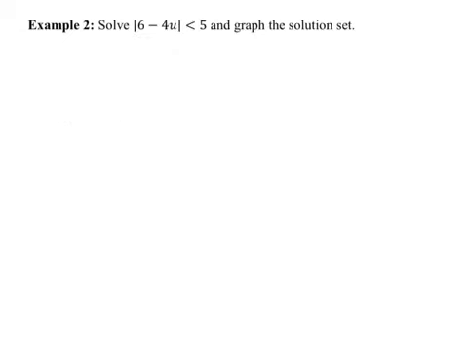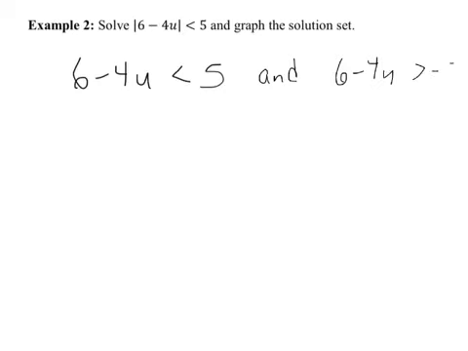Example 2 says solve absolute value of 6 minus 4u less than 5 and graph the solution set. So again, when it's less than, we're in our third case here from the table, which happens to be an AND statement. And in case you were confused about that, we could say, well, everything less than 5. Well, what does that mean? That means that 6 minus 4u has to be less than 5, and 6 minus 4u needs to be greater than negative 5.